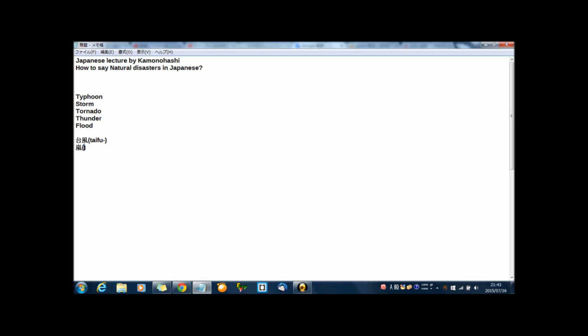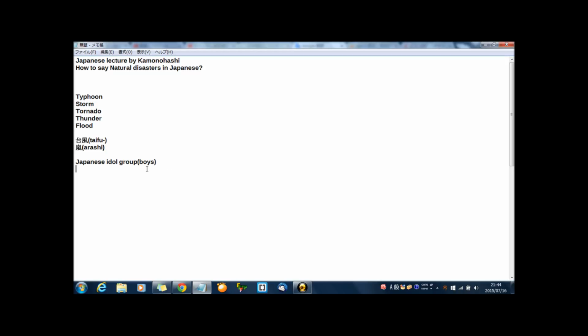Next, storm. In Japanese, arashi. Perhaps some of you know this Japanese word as a Japanese boys idol group. Five men, Arashi. But the original meaning of arashi in Japanese is storm.